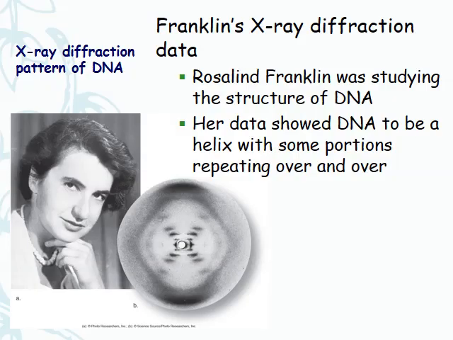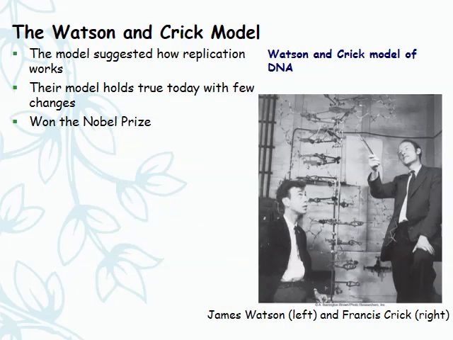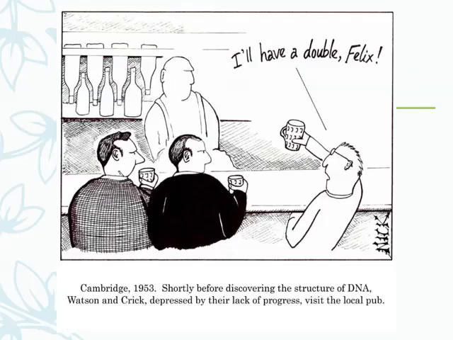Rosalind Franklin studied the X-ray diffraction pattern of DNA. Her data showed DNA to be a helix with portions that repeat over and over again. James Watson and Francis Crick developed a model of DNA. Their model holds true today with few changes. They won the Nobel Prize in Science in 1953.